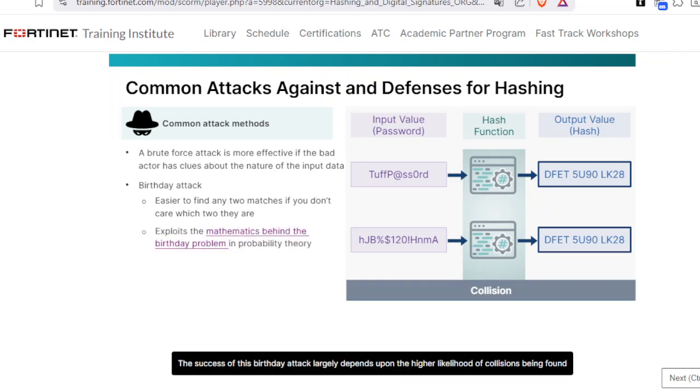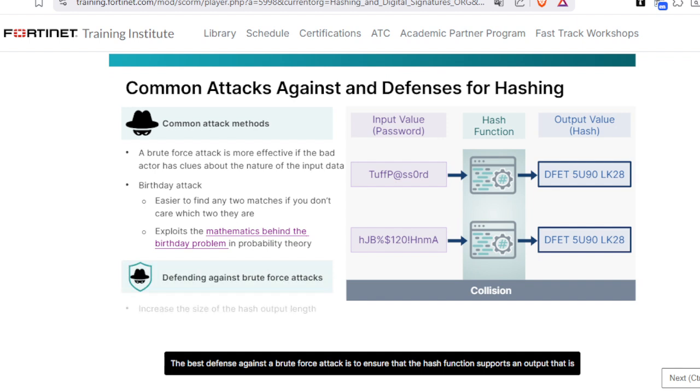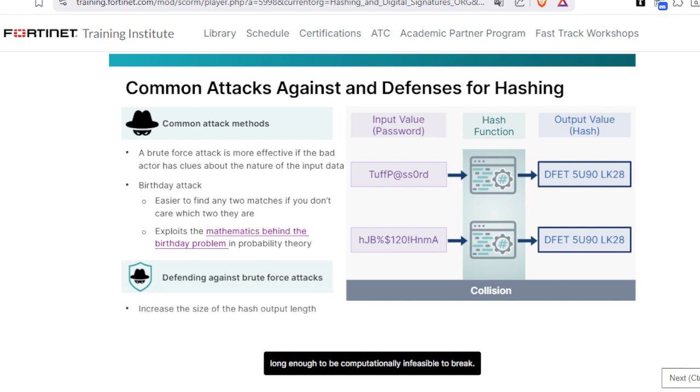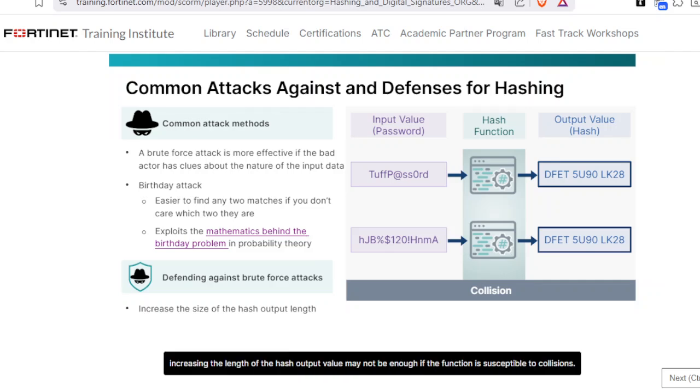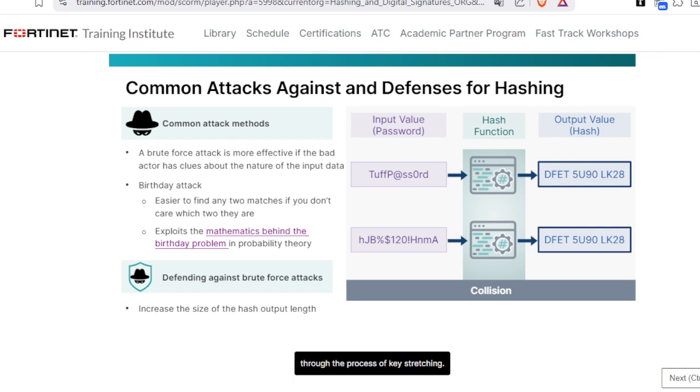The success of the birthday attack largely depends upon the higher likelihood of collisions being found between random attack attempts and a fixed degree of permutations. The best defense against a brute force attack is to ensure that the hash function supports an output that is long enough to be computationally infeasible to break. When hashing is used to protect passwords, increasing the length of the hash output value may not be enough if the function is susceptible to collisions. In order to protect the password hashes stored on computers, you can increase entropy through the process of key stretching. Click the underlined terms for more information.